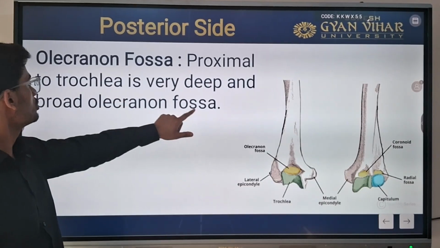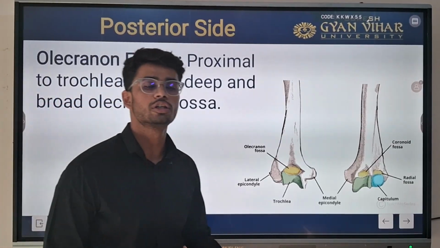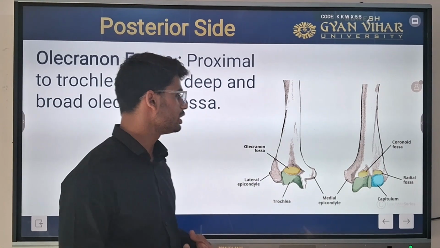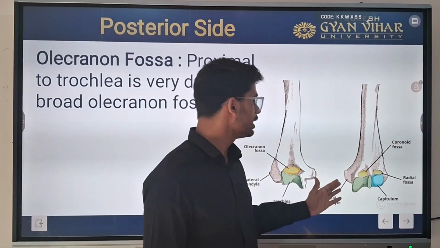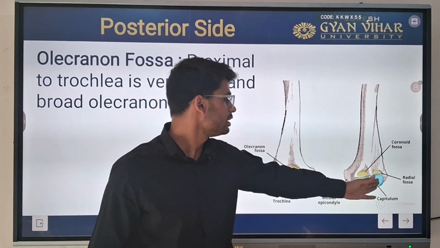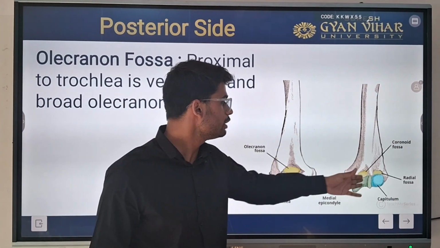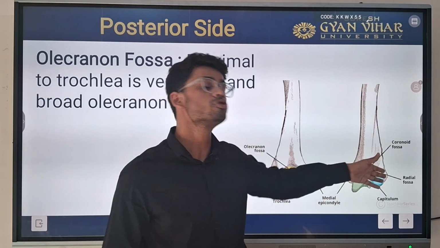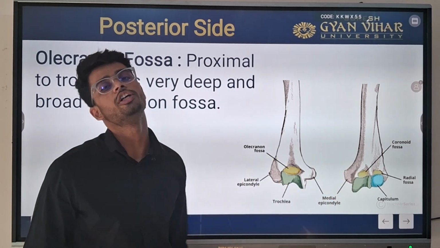Proximal to the trochlea, there is a very deep and broad olecranon fossa present on the posterior side. So till now we have seen the medial epicondyle, the lateral epicondyle, the trochlea, the capitulum, the radial fossa, coronoid fossa, medial supracondylar ridge, lateral supracondylar ridge, and also the olecranon fossa.